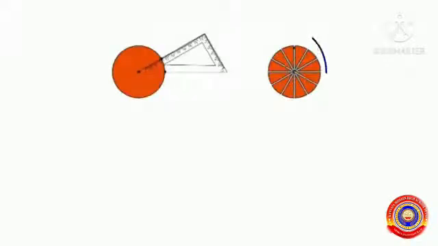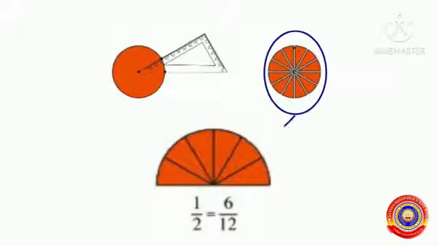Here, this circle is divided into 12 equal parts. And this portion forms half or 1 by 2 part of the circle. Or we can also say that this part forms 6 out of a total of 12 equal parts of the circle. Then 1 by 2 is equal to 6 by 12.